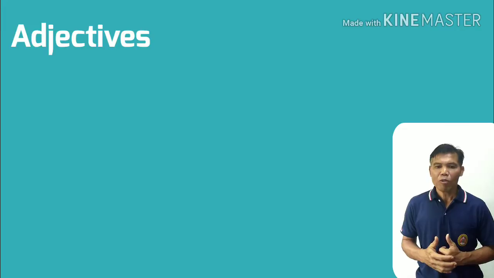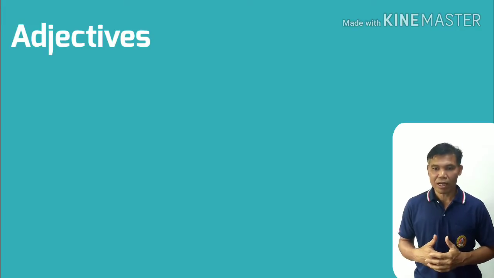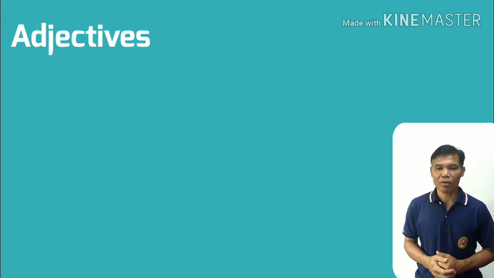In the last video, we have learned about helping verbs. You have learned that you can use helping verbs to form tenses and to add more meaning to the main verbs. In this video, we will move on to the next type of English words. It is adjective. We will learn 4 important things about adjective in this video.